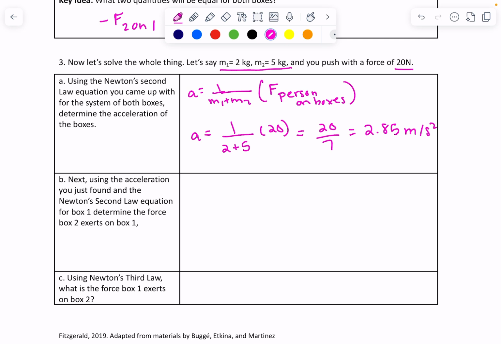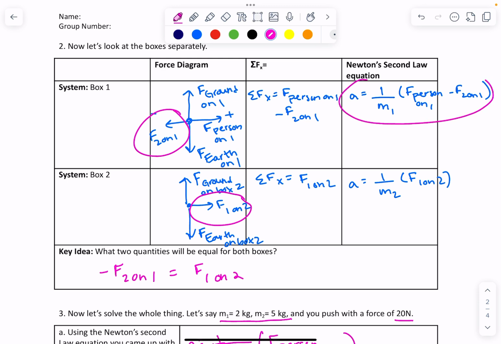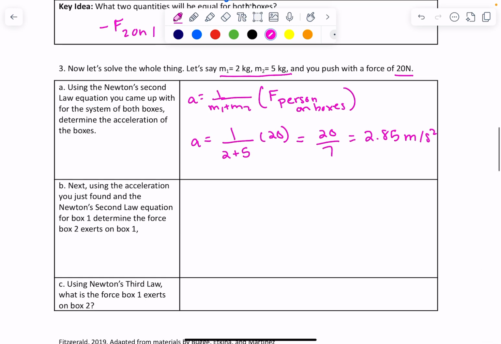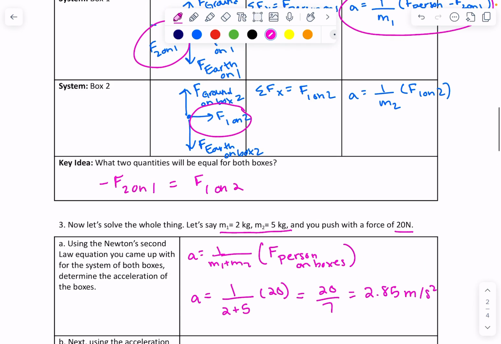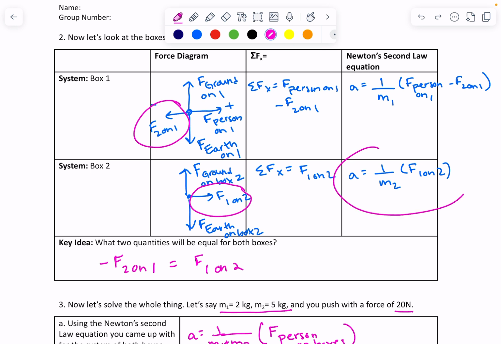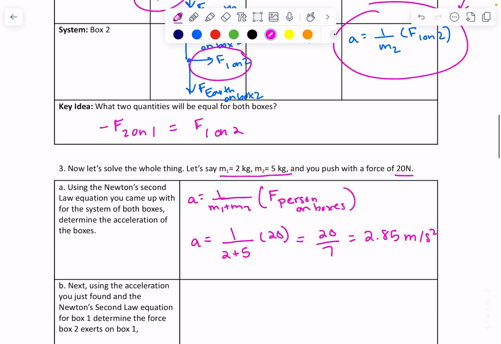Okay. So next, you're going to use the acceleration we just found and the Newton's second law equation for box 1, right here, to determine the force that box 2 exerts on box 1. And actually, since these two are equal, you can either use the equation for box 1 or you can use the equation for box 2. I'm actually going to go with this equation because it's a little bit simpler. You can solve using either one and you would get the same answer. But this one has less math involved. You don't have to do that subtraction. So I'm actually going to use the box 2 equation.